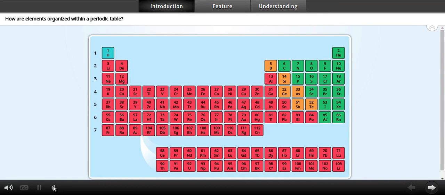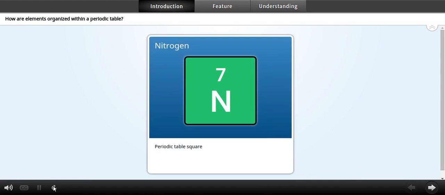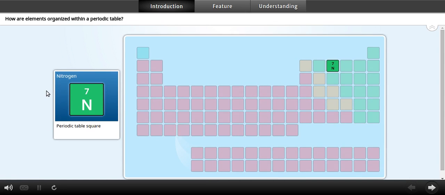The periodic table is a helpful tool. The way the elements are organized within the periodic table can tell us a lot. Each element is represented by a square in the periodic table. The information shown in the element squares can vary depending on the purpose of a specific periodic table, but the arrangement of the elements in the periodic table is always the same.